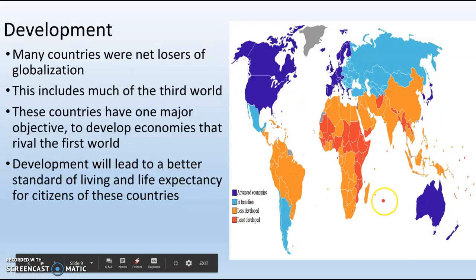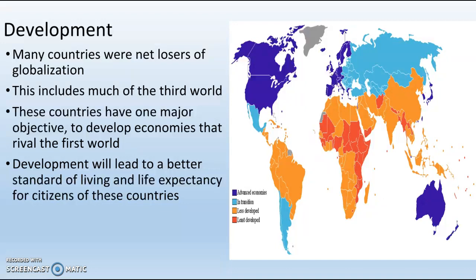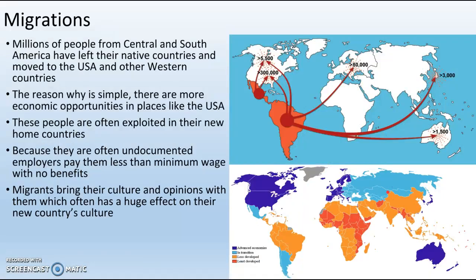These countries want to be cool. They want to be first world. They want to be developed. But that's really hard to do. It's also very expensive. And we're going to talk about some of the costs of developing for the next few slides. But people in these countries aren't just going to stay put.